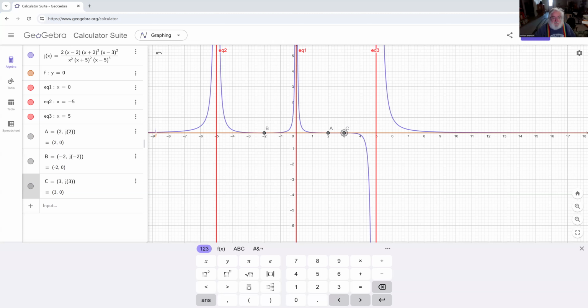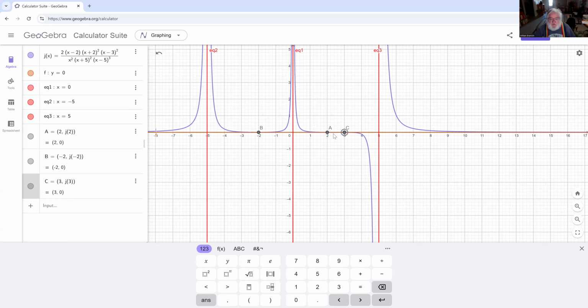Oop, I'm having some issues here. Okay. I can get back to my GeoGebra. Oh, there it is. Okay.